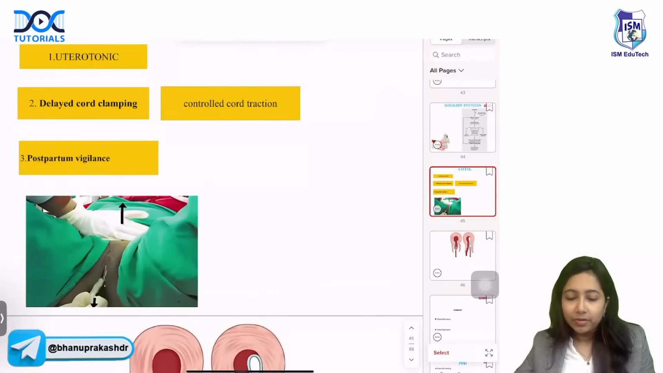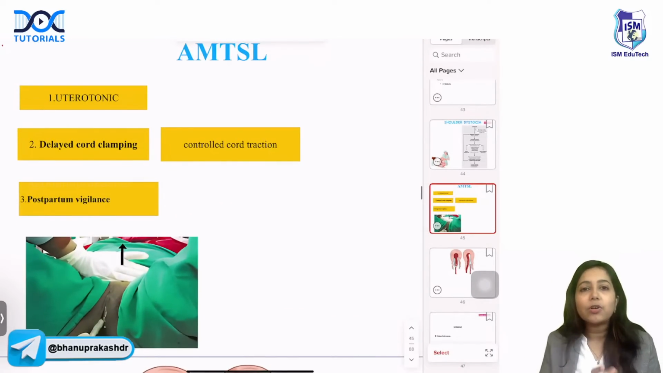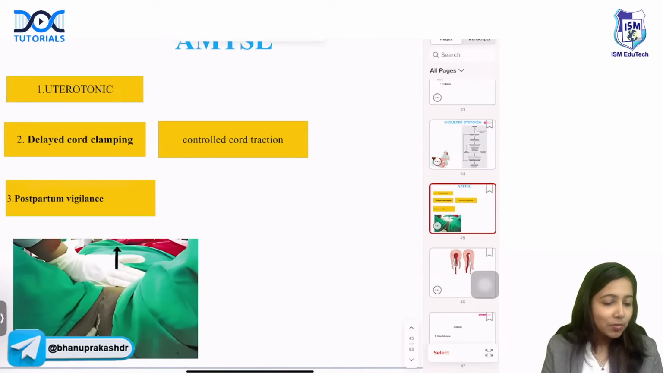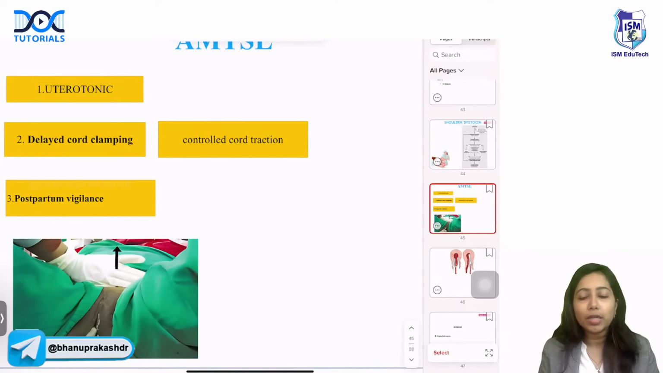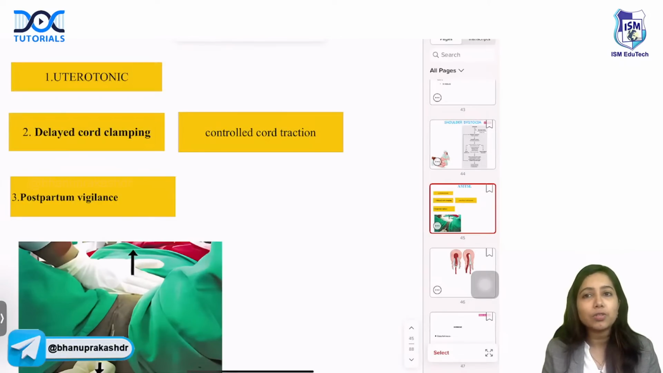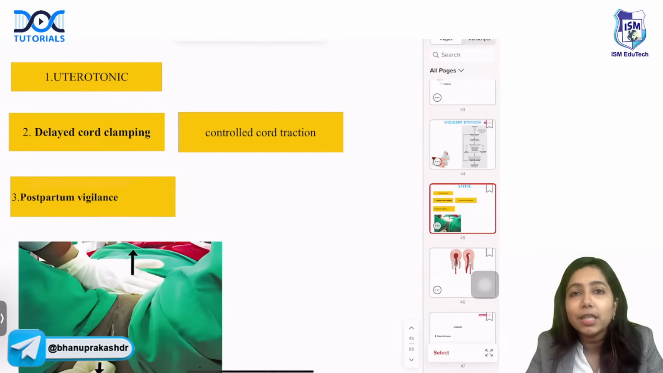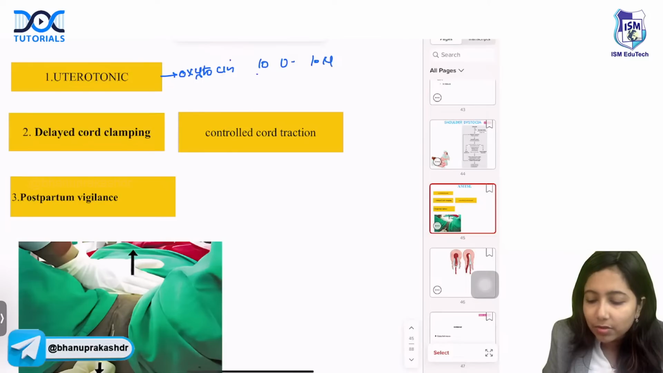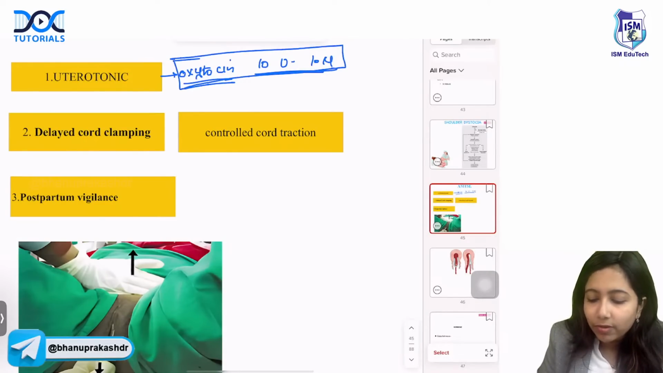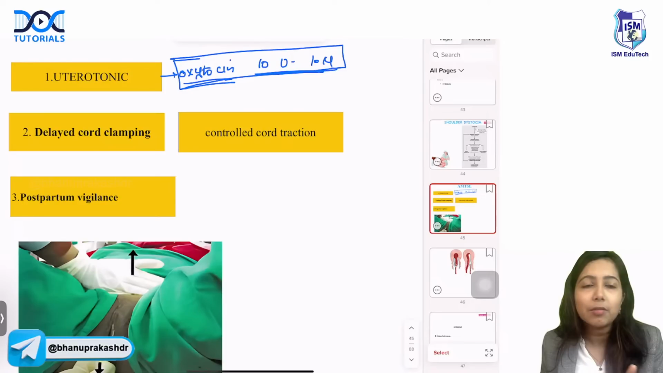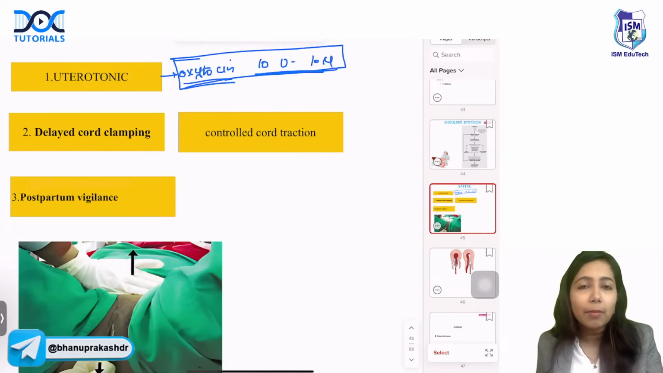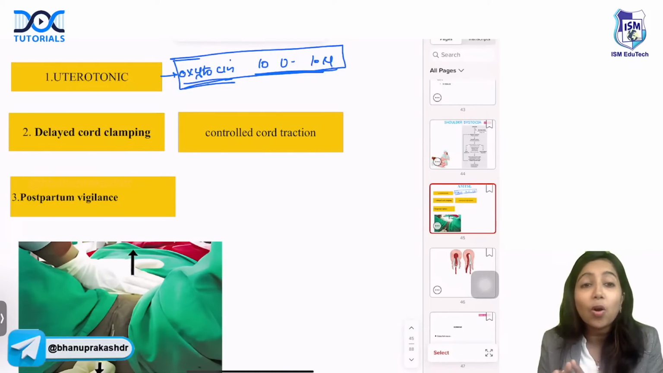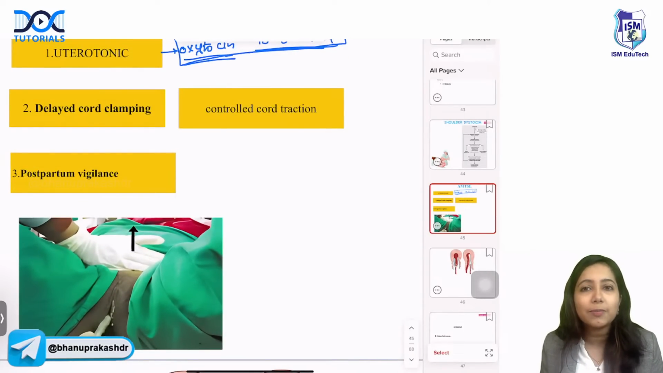All right, okay. Coming to active management of third stage of labor. Now coming to the labor part. They will ask you about the steps of the active management of third stage of labor. The first thing that you give is the uterotonic, and the drug of choice is oxytocin: 10 units intramuscular within 1 minute of delivery of the baby. Among the uterotonics, oxytocin is the drug of choice. Next you go for delayed cord clamping and then controlled cord traction. What is the image which is being shown here?